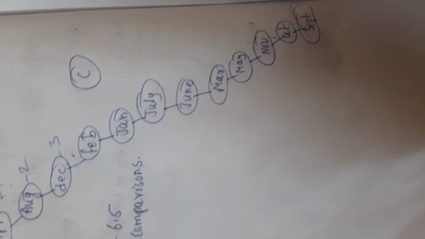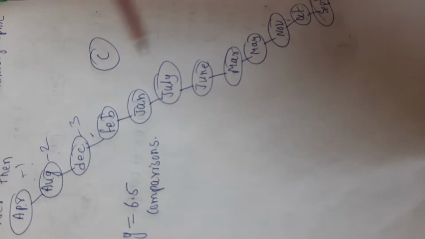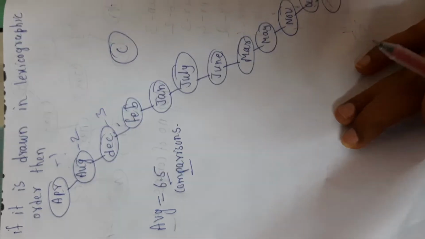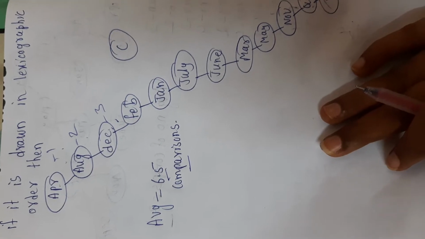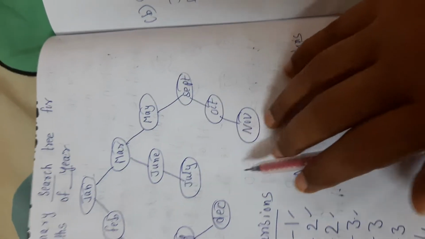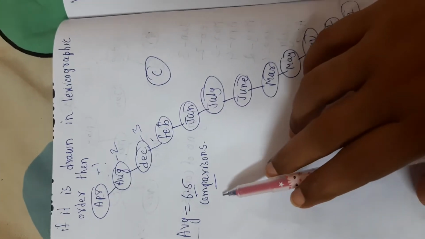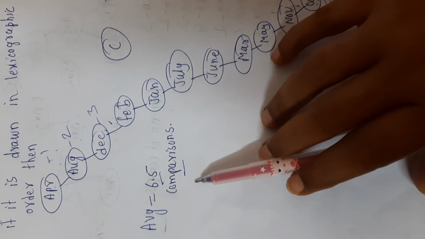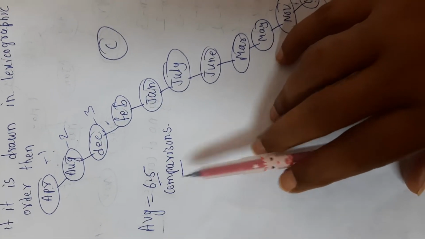So if you want to search all the months, then you add and divide by 12, and you will be getting 6.5 comparisons. So for the same months, you are getting 3 different values. This is 3.5, this is 3.1, and another one you are getting is 6.5. So that is the drawback you have with the binary search tree.